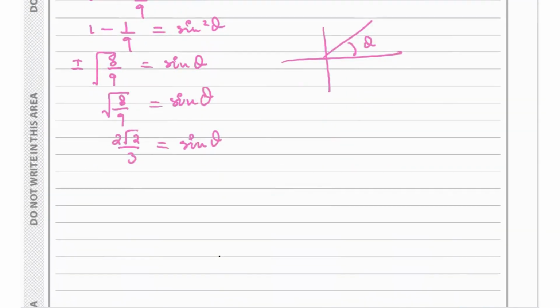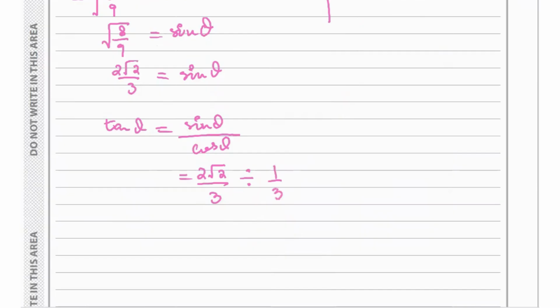So then tan theta is going to be sine theta over cos theta, which is 2 root 2 over 3 divided by 1 over 3. It's going to give us a value of 2 root 2. That is the exact value of tan theta.